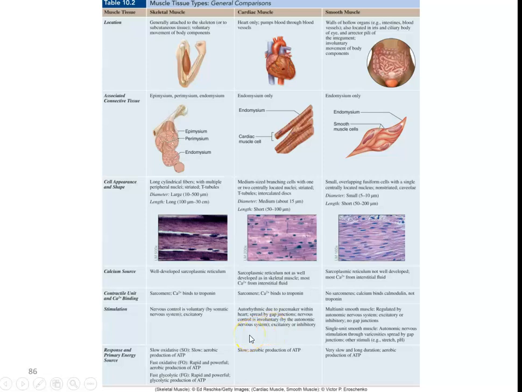And then I want you to know, as far as the response and primary energy source, I want you to know this in regards to slow oxidative fibers versus fast glycolytic fibers, okay? And that you need to know for the test for sure. Again, this is a big chapter. There's a lot of physiology here. There's a lot of mechanics happening on a subcellular level, on a molecular level.